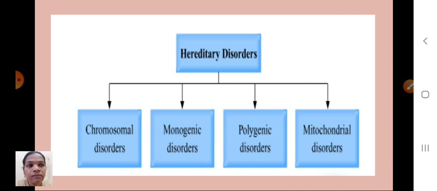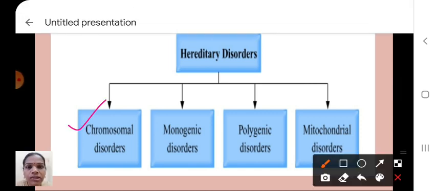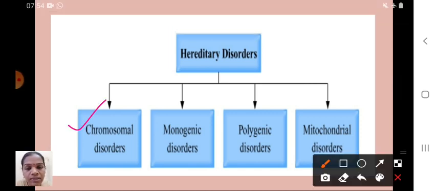So already we discussed about what is meant by chromosomal disorder, isn't it? Down syndrome. Yes, next one is what? Turner syndrome and Klinefelter syndrome. Next one is now which one is going on?